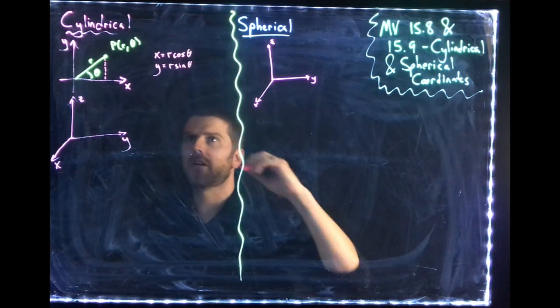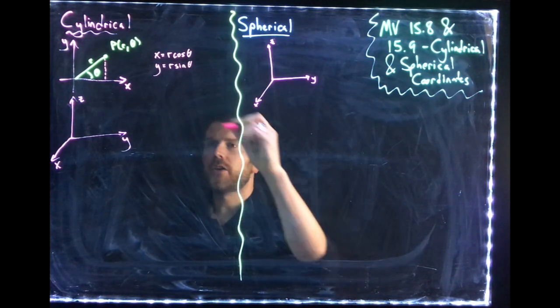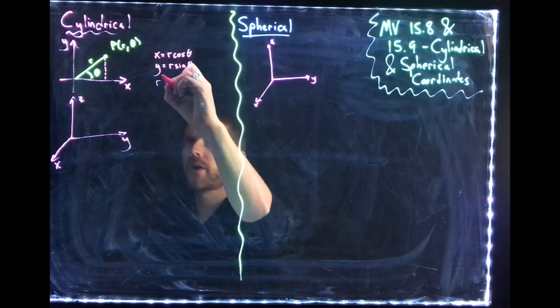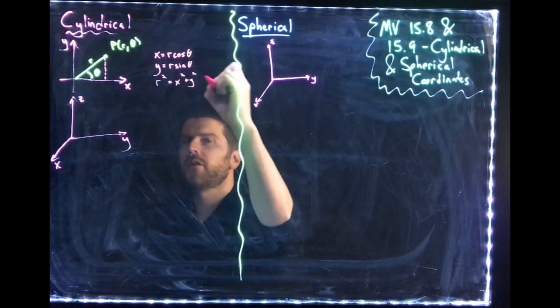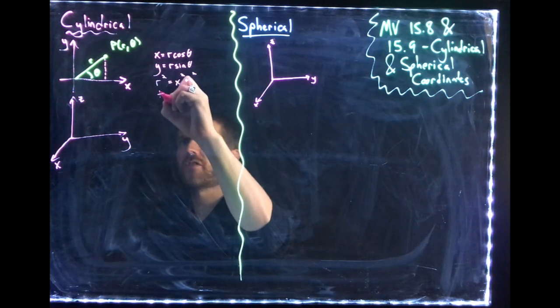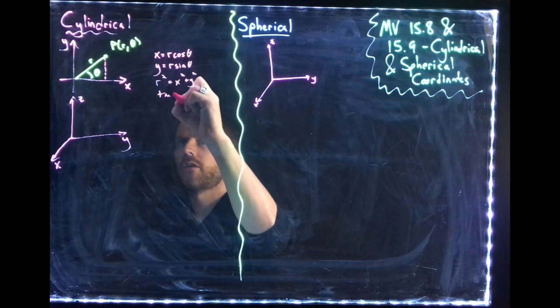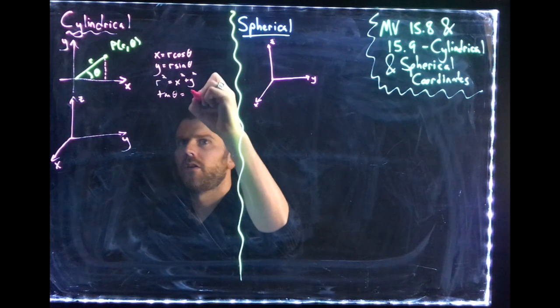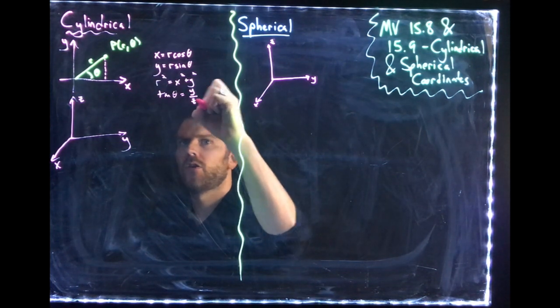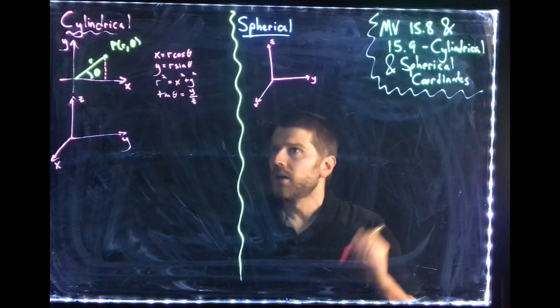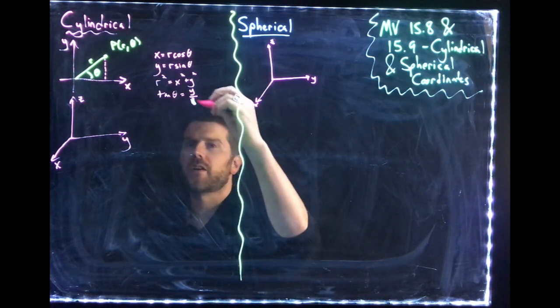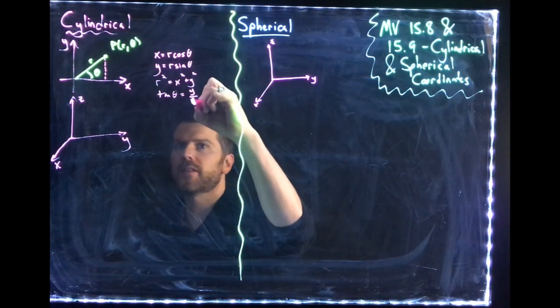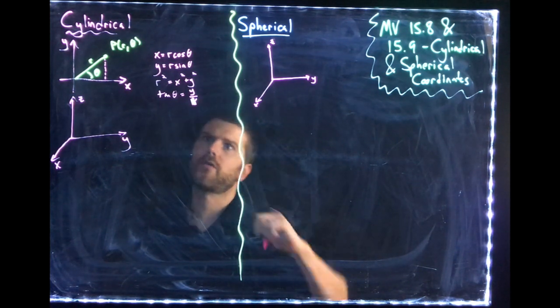And if you wish to go the other way, you can always have r squared equals x squared plus y squared, and the tangent of theta being y over z, or over z, y over x. We haven't gotten to z yet. Get it right. Y over x.